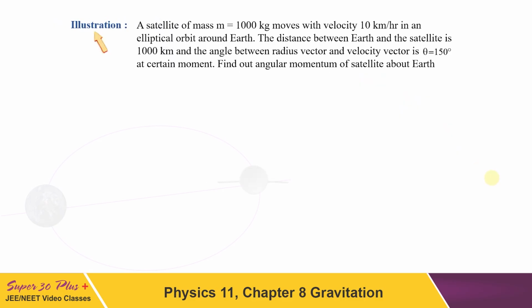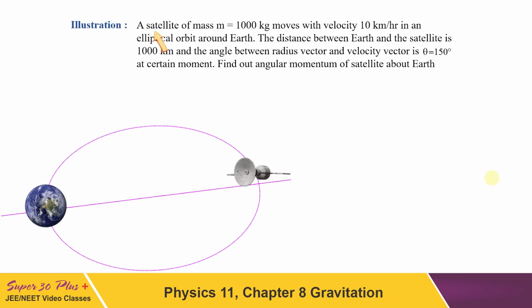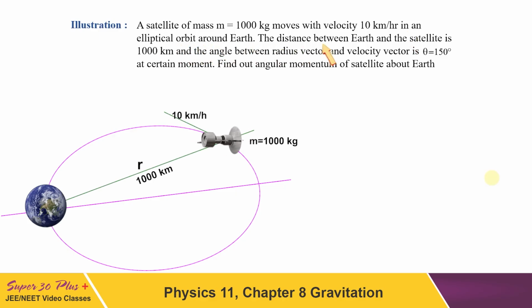Now I have one more numerical example. A satellite of mass m, that is 1000 kg, revolves with velocity 10 km per hour in an elliptical orbit around Earth. The distance between Earth and the satellite is 1000 km and the angle between radius vector and velocity vector is 150 degrees at a certain moment. Find out the angular momentum of the satellite about Earth.